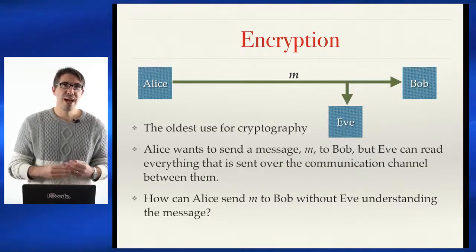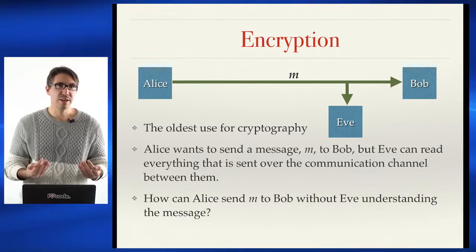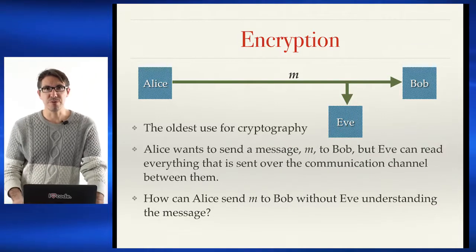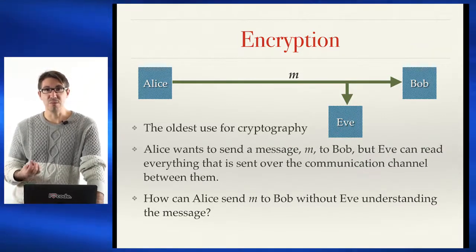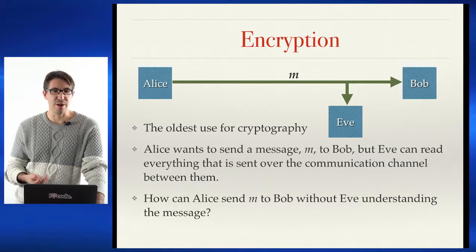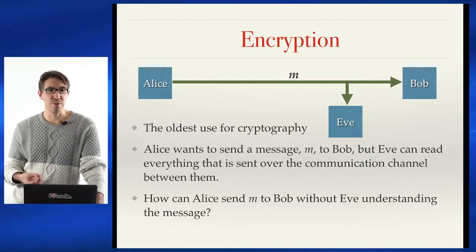So cryptography has a lot of different uses. It is just concealing what you are saying somehow. The oldest use for cryptography is encryption. That is, if Alice wants to talk to Bob, how can she communicate with him in a way that any eavesdroppers, in this diagram represented by Eve, would not be able to listen in and understand what she is saying to Bob?